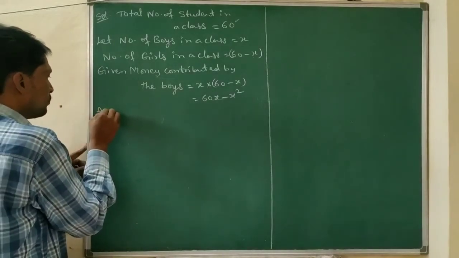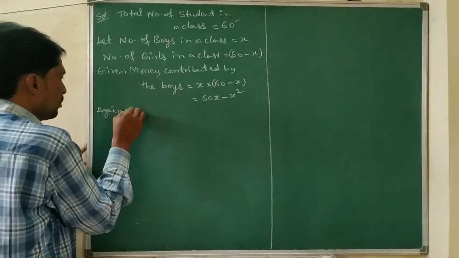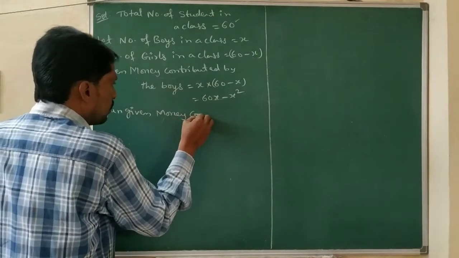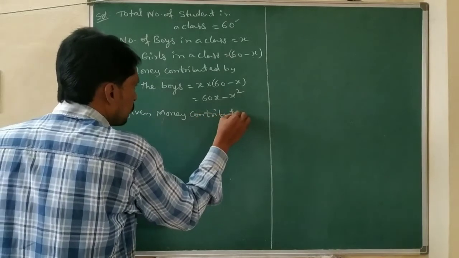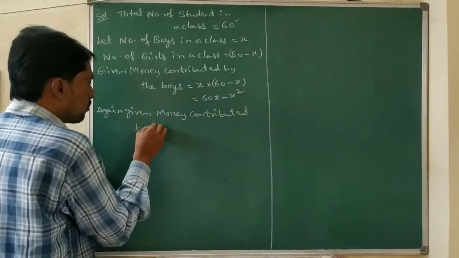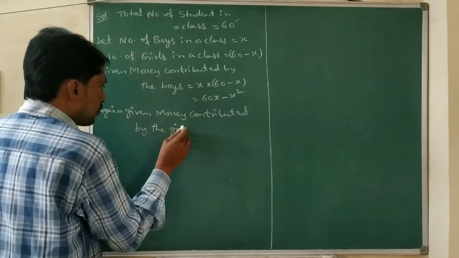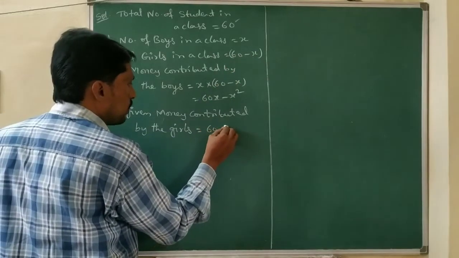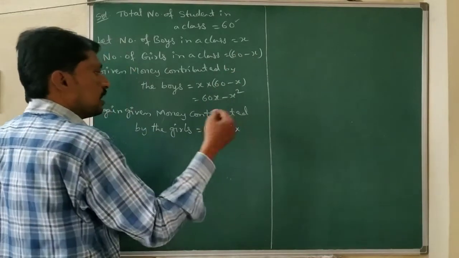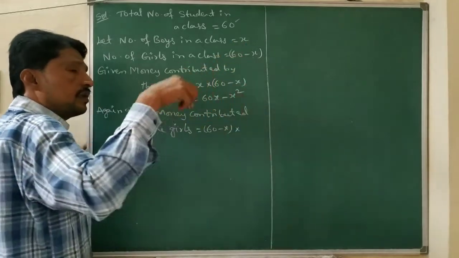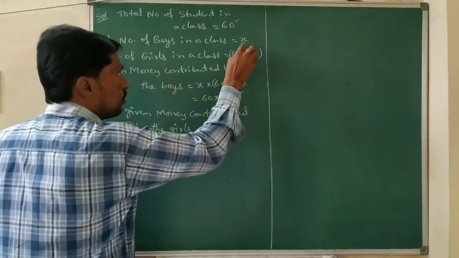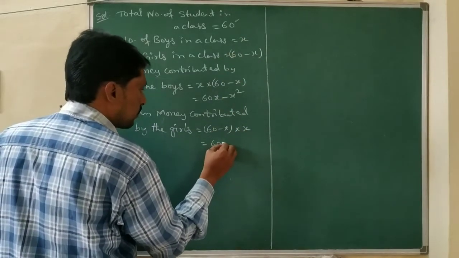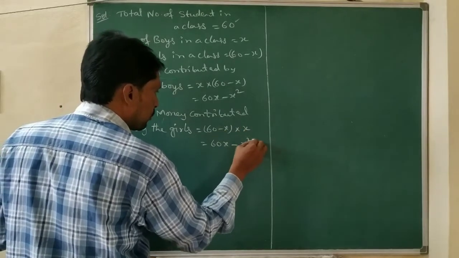Again given, this is also given one only: money contributed by the girls. Equal total girls, 60 minus x, into how many boys are there, that many each girl is contributing. So how many boys are there? x boys. Now multiply 60 into x: 60x minus x into x, x square.